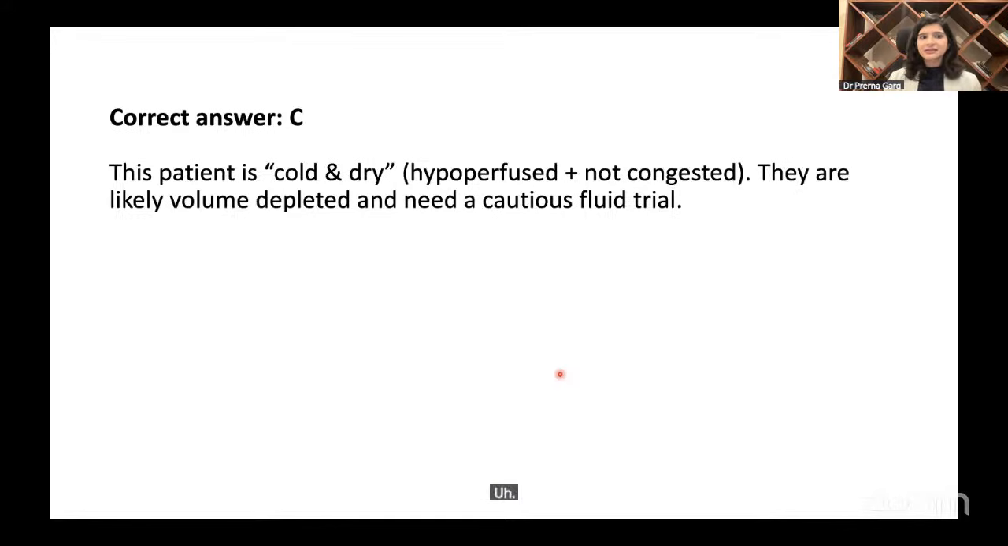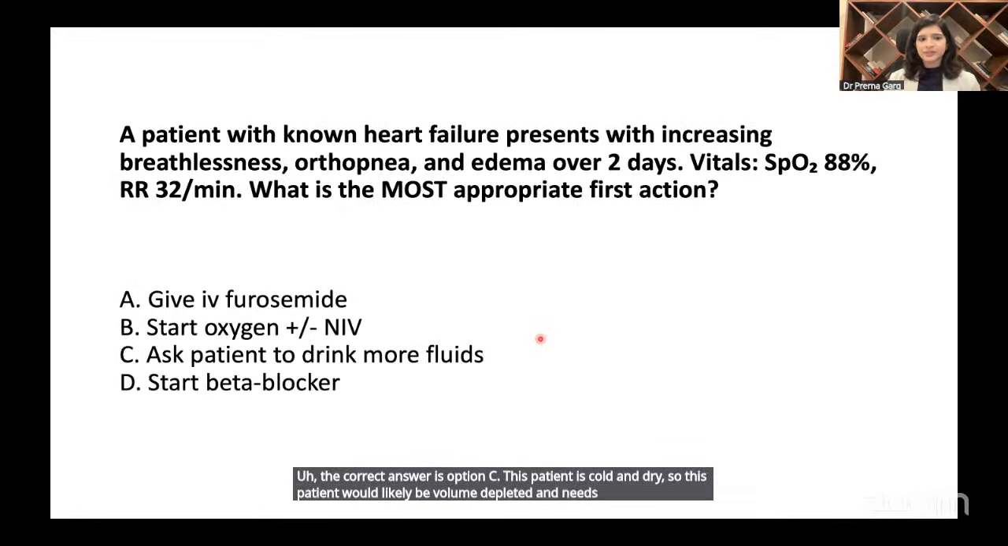The correct answer is option C. This patient is cold and dry. So this patient would likely be volume depleted and needs a cautious fluid trial.